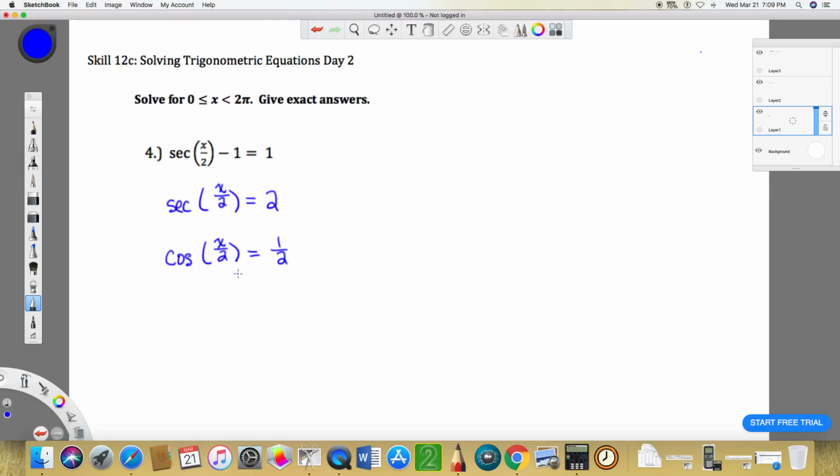So now I look to my unit circle in quadrants 1 and 4 for an x-coordinate that's 1/2. And in the first quadrant, we find that at pi over 3. And any angle that's coterminal to pi over 3 will also have an x-coordinate of 1/2. We also have in quadrant 4 at 5 pi over 3, that x-coordinate is also 1/2.